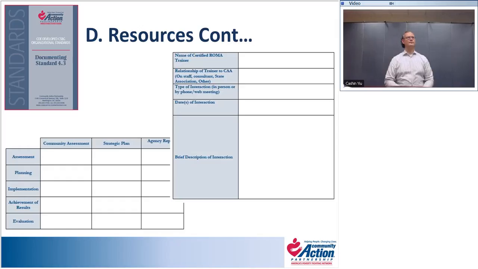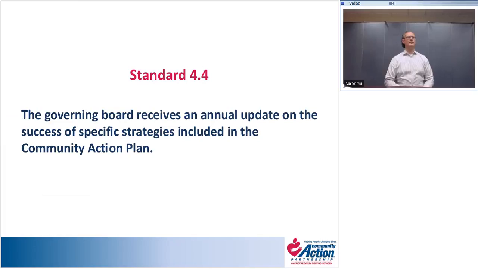All right, that's all I see for 4.3, so we can go ahead and make the jump to 4.4. Great, so moving on for 4.4, the Governing Board receives an annual update on the success of specific strategies included in the Community Action Plan.